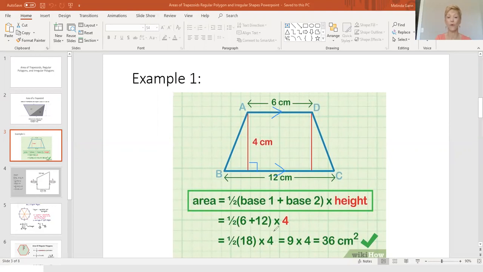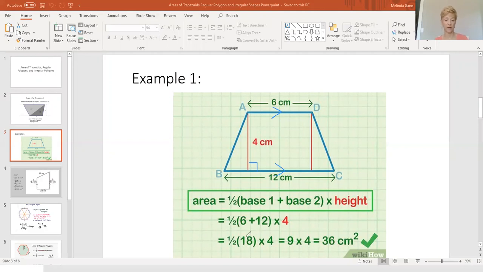Now again, what property says the order you multiply doesn't matter? The commutative property of multiplication, that's right. So it wouldn't matter whether you said half of 18 is 9, which is what they did, and then 9 times 4 is 36. You could do half of 4 is 2, and then 2 times 18 is 36.